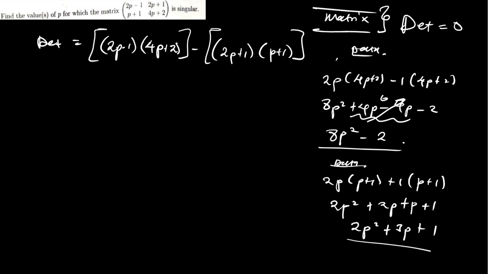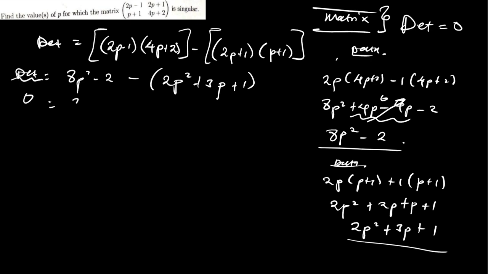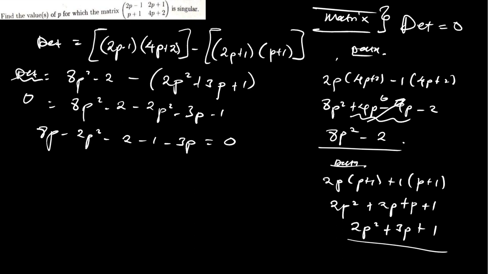Alright, so now let's put it back. We have det is equal to the first part, 8p squared minus 2, then minus what we have now, which is 2p squared plus 3p plus 1. We know that the matrix is singular, so it's going to be 0. So we have 8p squared minus 2 minus 2p squared minus 3p minus 1. So it's okay to flip the equation. So we can have 8p squared minus 2p squared, minus 2 minus 1, minus 3p, and this is equal to 0. So we have 6p squared if we do the algebra there, then minus 3p, then minus 3 is equal to 0.